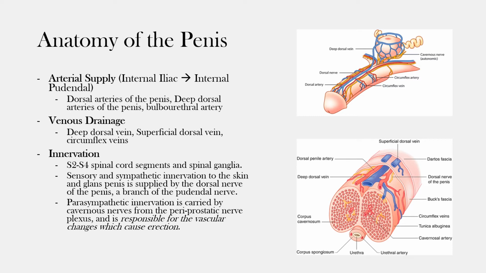That runs, if you follow it, deep into the corpus cavernosum itself, and that is in control of the vasodilation of the deep dorsal artery. So the parasympathetic supply through the cavernous nerve causes the vasodilation of the deep dorsal artery, which increases blood supply to the corpus cavernosum.